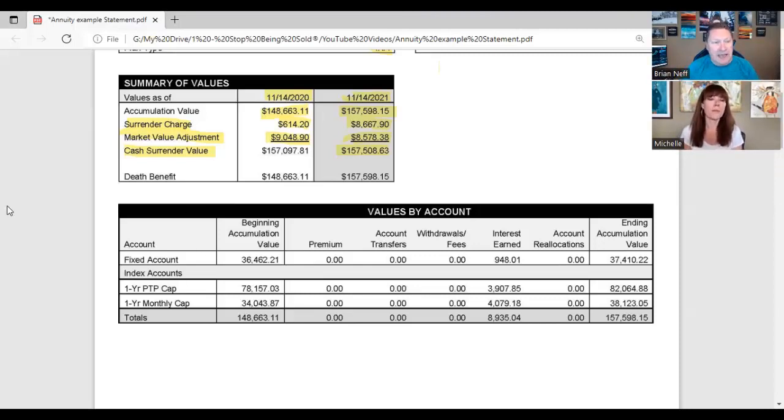Got it. Okay. And then you'll also see a death benefit in the same section. So if you died today, what are you going to get? For most accounts, it's always going to be the accumulation value. Okay.